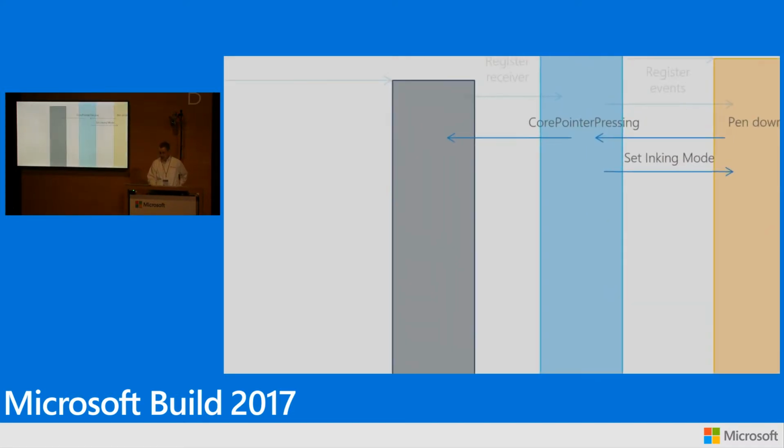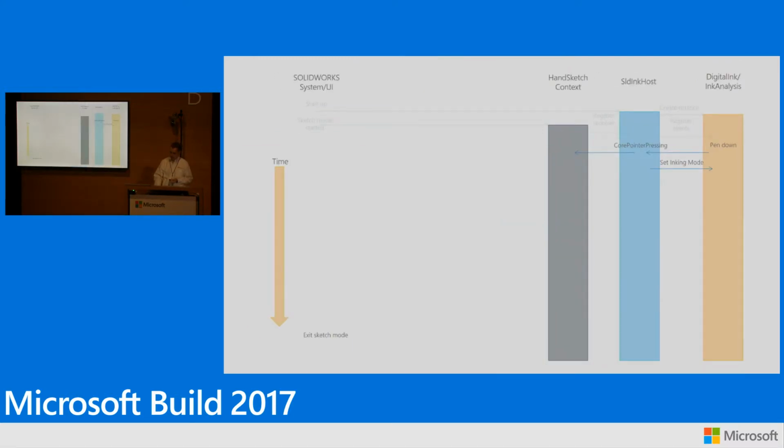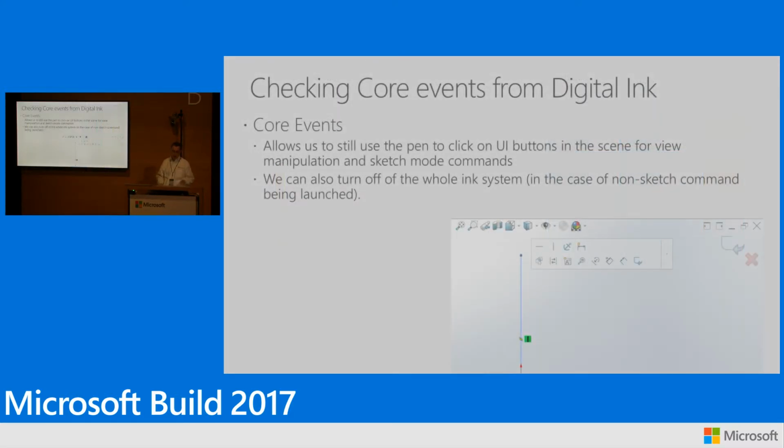So what happens next? You put the pen down, and we start to get events back. So we have this core pointer pressing event, and we then decide to set the inking mode. So what does that mean? Basically what it means is the ink system starts off. We're actually not looking at ink. There are some things on the screen here in the graphics area, in the area you draw. It's like a heads-up display, what we call the confirmation corner. And so what we do here is we actually wait and see if you put the pen down.